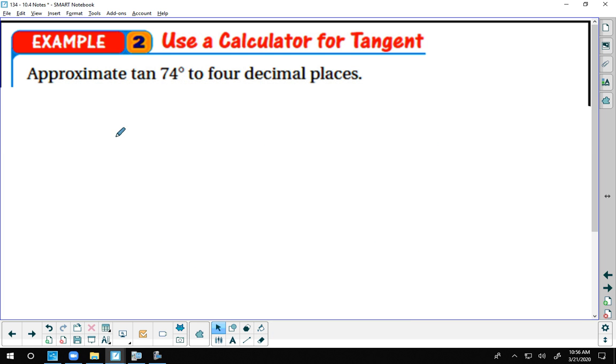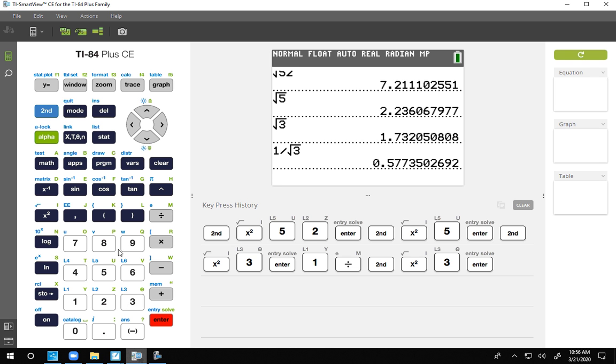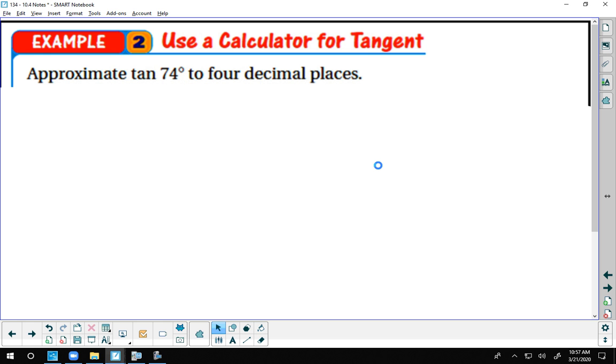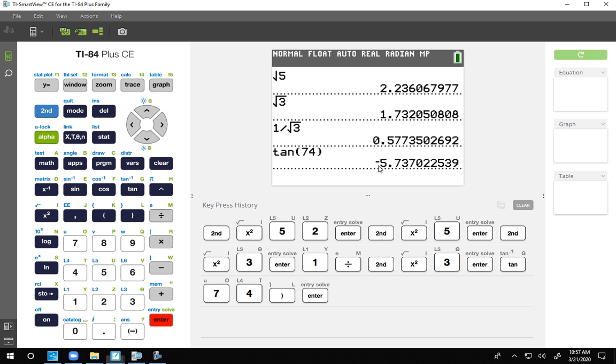Okay, we're always taking the tangent of an angle. So find the tangent of 74 degrees. Well, we can just type that in our calculator. Here's the sine, cosine, and tangent buttons. So tangent of 74 degrees equals 3 point, oh, that's not right.